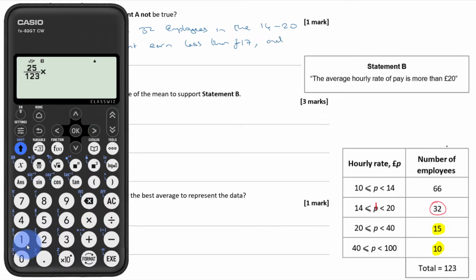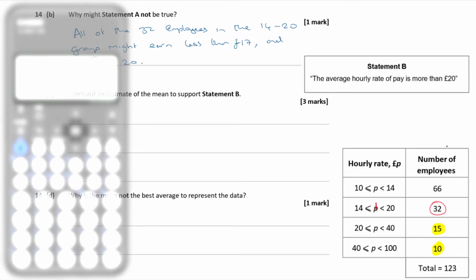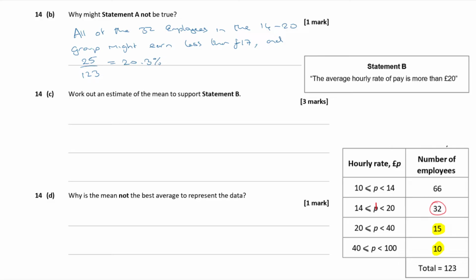And so 25 over 123 would be equal to, that would be equal to like 20.3%. So it could be as low as 20.3%. Part C says work out an estimate of the mean to support statement B. Well, estimated mean, you want to take the midpoint of each boundary.